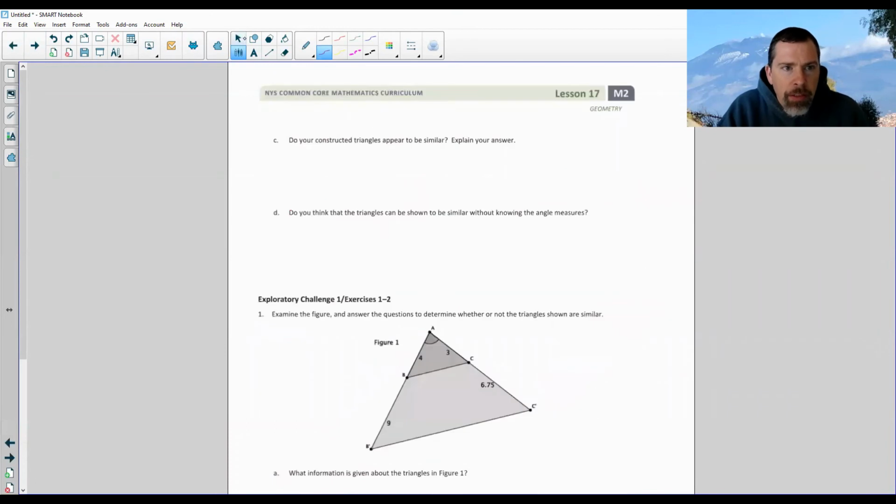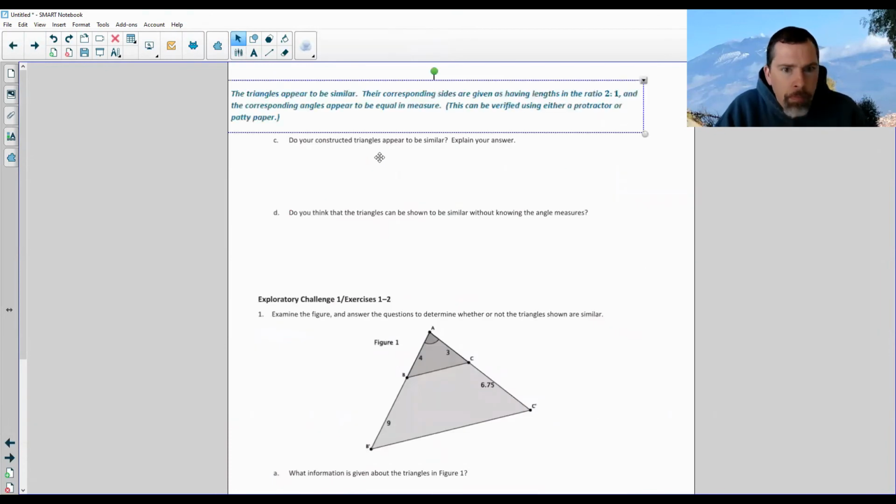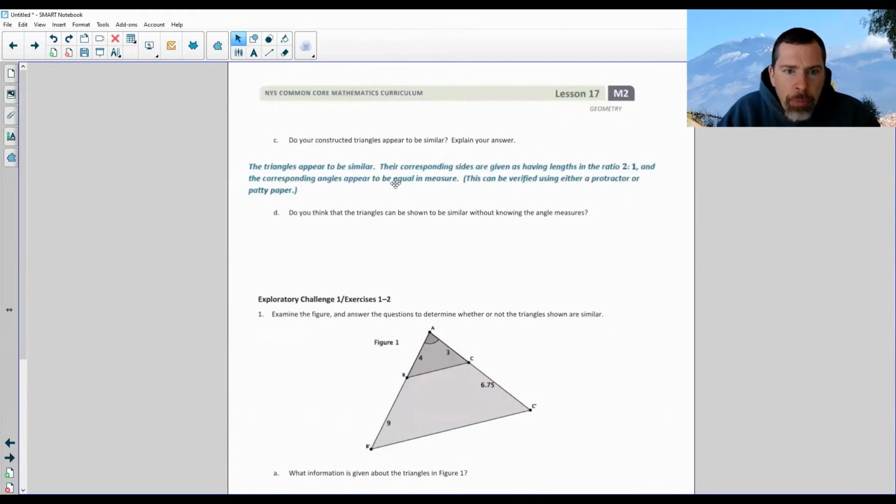And so here's my answer. The triangles appear to be similar. Their corresponding sides are given as having lengths in the ratio of 2 to 1, and the corresponding angles appear to be equal in measure. This can be verified using either a protractor or patty paper, which I'm not going to do, but anyhow, we'll move on. D, do you think that the triangles can be shown to be similar without knowing the angle measures?